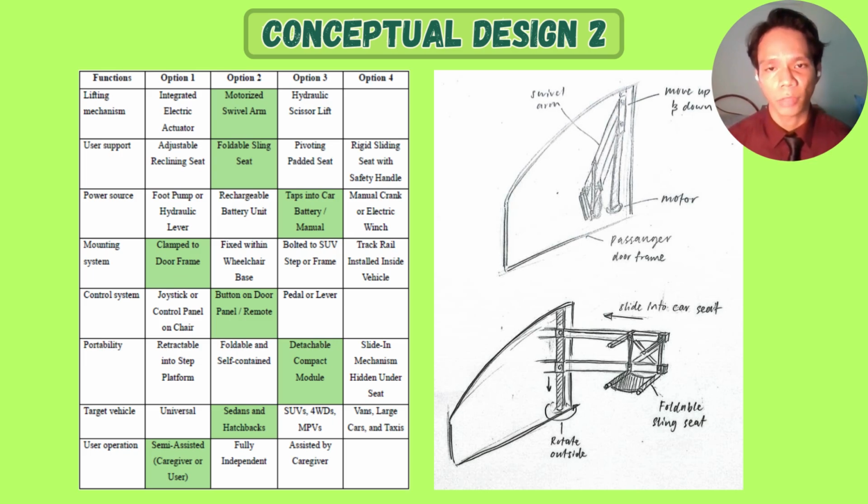Only the caregiver assistant is used to lift the patient from the wheelchair onto the seat, and the rest you can control using the control panel.